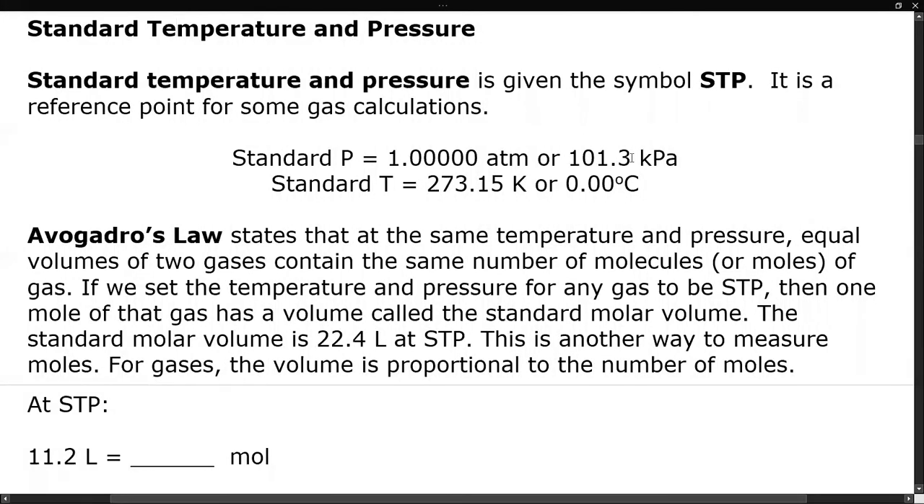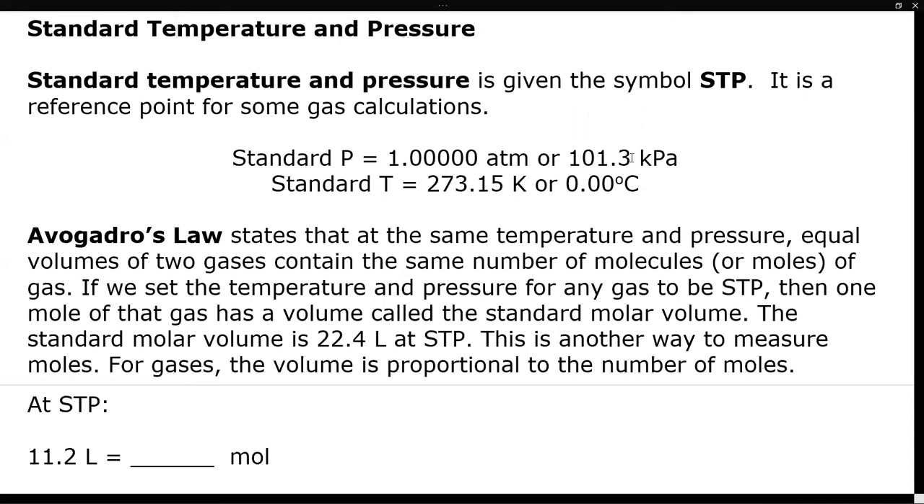Okay, let's talk about standard temperature and pressure. That's often given the symbolism STP. It's a reference point for a lot of gas calculations. Don't confuse that with standard conditions for thermodynamics, though, because they're not the same conditions. The pressure is exactly 1 atmosphere, and the temperature is 273.15 Kelvin.